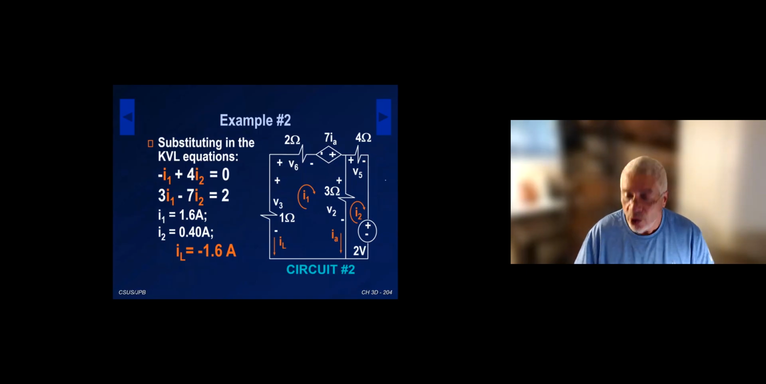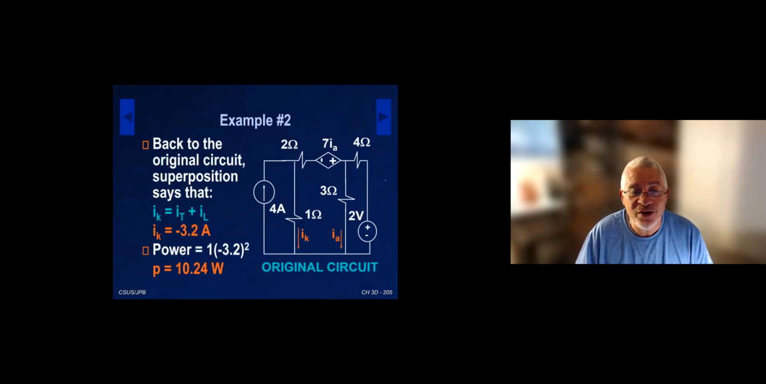So for the complete problem, the current IK, the original current through the 1 ohm, is essentially IT plus IL. That's what superposition tells us. And once I have that, I can calculate the power for the 1 ohm resistor. So this is just an example to show you how superposition functions only on independent sources. We don't touch the dependent sources because they're really modeled for electronic devices.